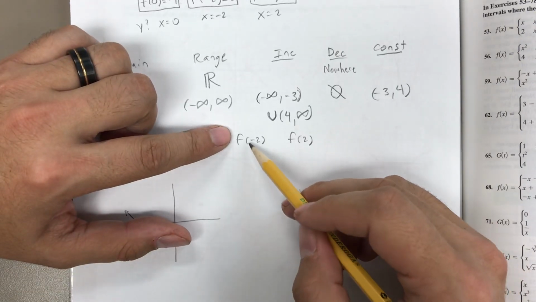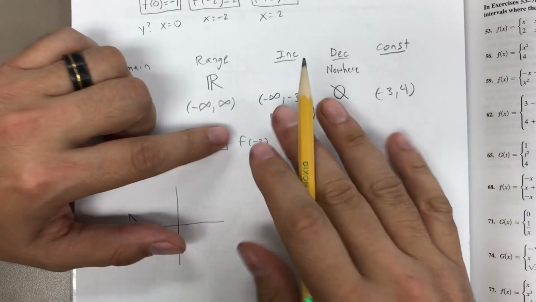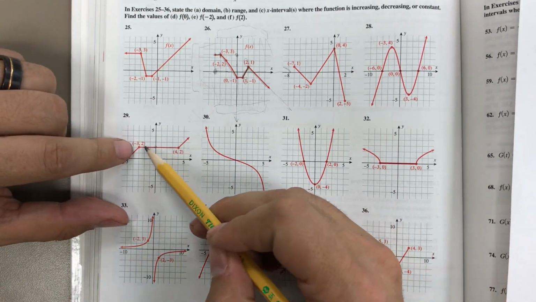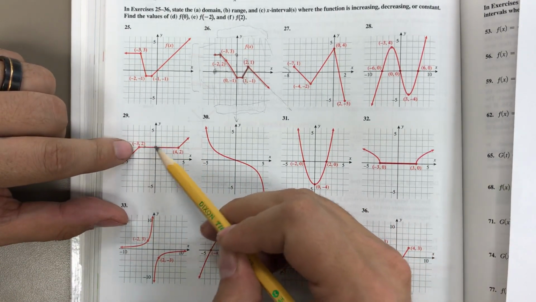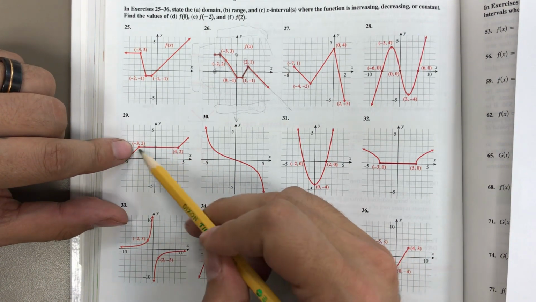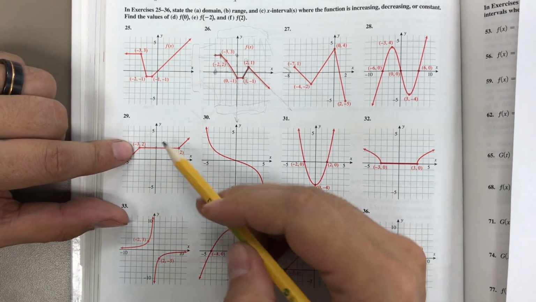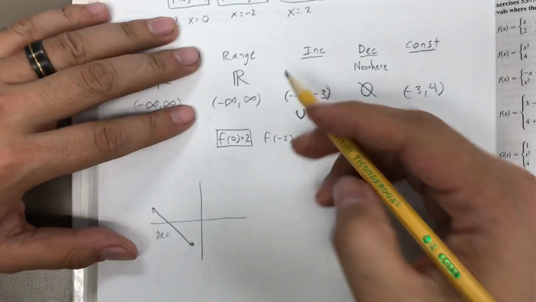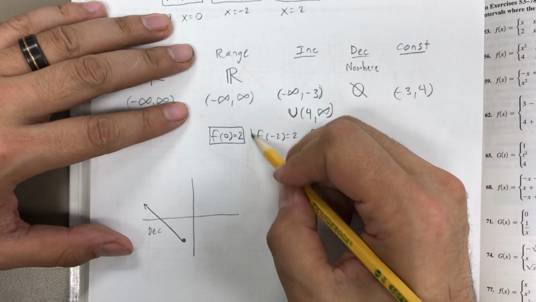Next, f of negative 2. We've got to see where x is equal to negative 2 on our graph. So we go to negative 2. And it looks like when x is negative 2, it still is part of this constant line that we have over here. So when x is negative 2, y is also going to be 2 again. So this is going to be equal to 2 as well.